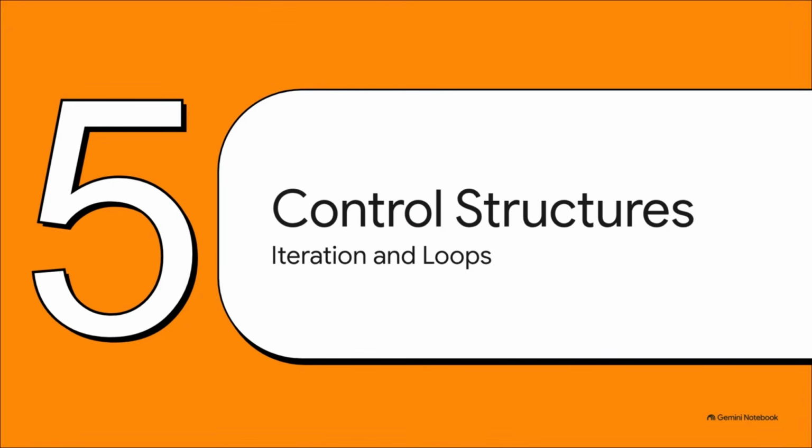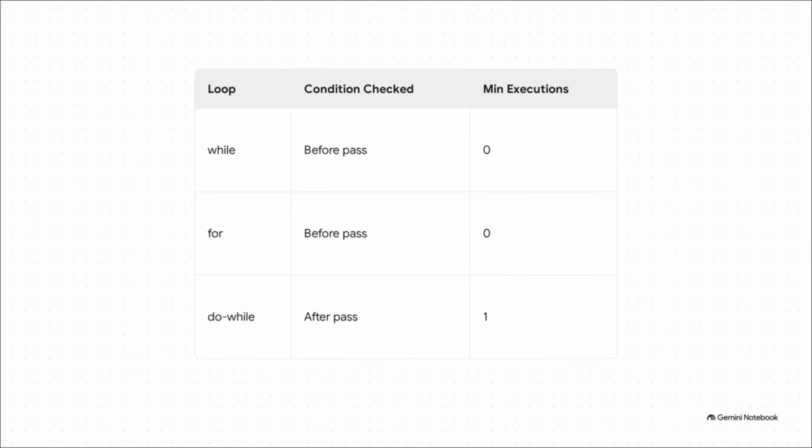Section 5. Control structures, iteration and loops. Let's explore how we repeat a block of statements without having to copy and paste our code 100 times. Knowing when to use each loop boils down entirely to when the condition is checked and whether a minimum execution is required. You use a while loop when you don't know the exact iteration count in advance. You use a for loop when the count is known, like iterating exactly 5 times. And you use a do-while loop when you need the code to run at least once before checking the condition, which is perfect for things like menu-driven programs.